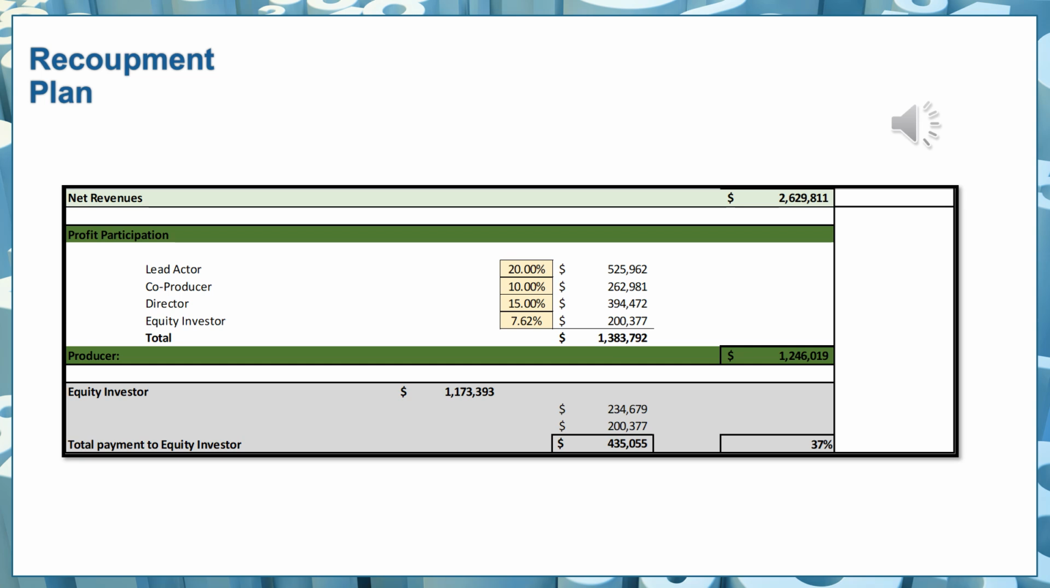This leaves us, the producer, with the balance of 1,246,019. The equity investor provided us with an investment of 1,170,393. Their profit payments and premium payments give them a total payment of 435,055, which reflects an ROI of 37% on their investment.